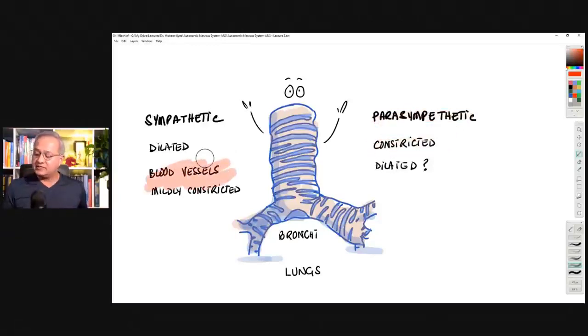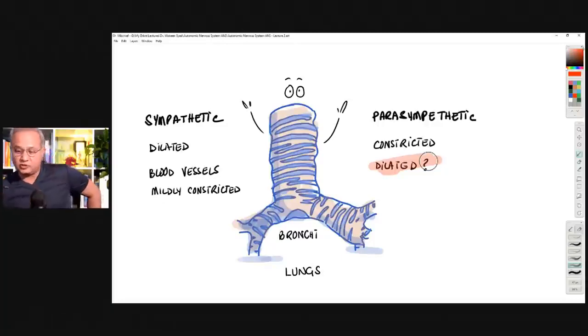Now, blood vessels of the lungs are also mildly constricted in the sympathetic, and we do not know if they're really dilated or go to the opposite side. One reason for the blood vessels not to become dilated during the sympathetic outflow is we do not want the lungs' glands to start secreting too much, because that would cause congestion. So we just keep the blood flow under control.